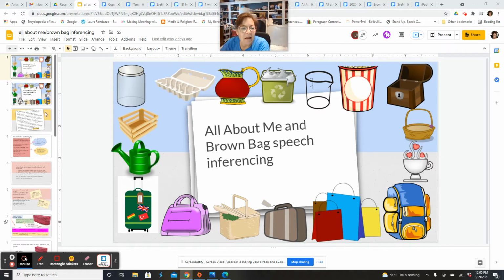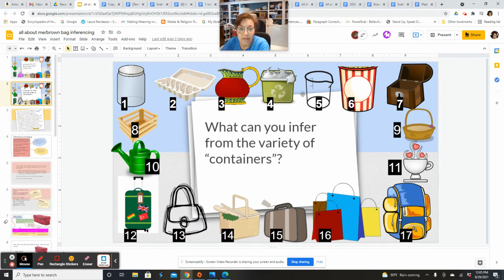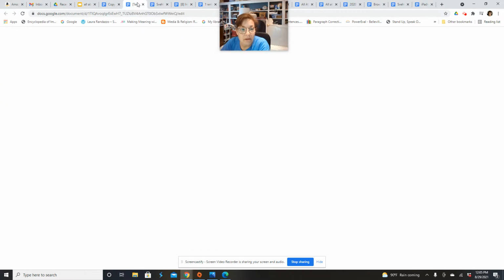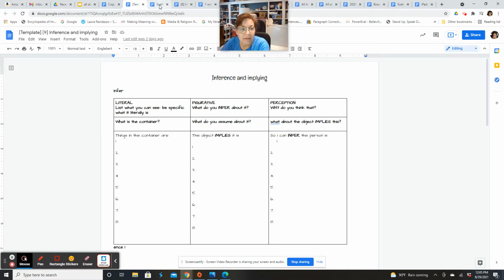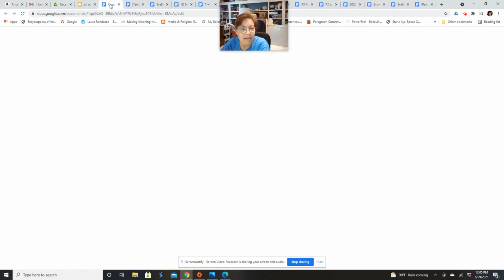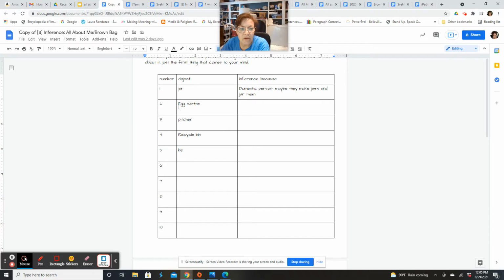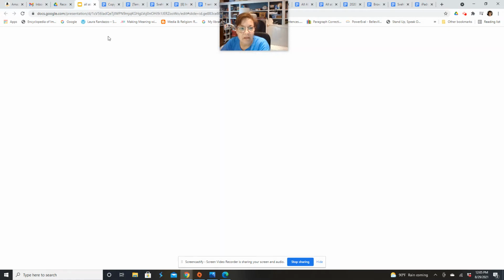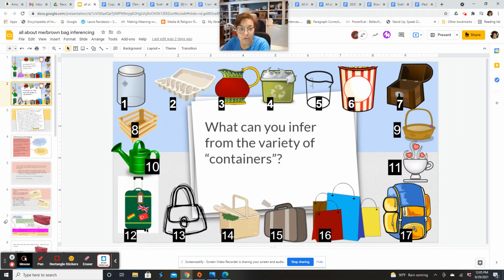Okay, so when we did this in class on this particular slide, we looked at all of the containers and then we filled out... nope, not that handout. Number 8. Come on. Okay, this one. So if you can see, we wrote jar, egg carton, pitcher, recycle bin. Okay, so that's the first part.